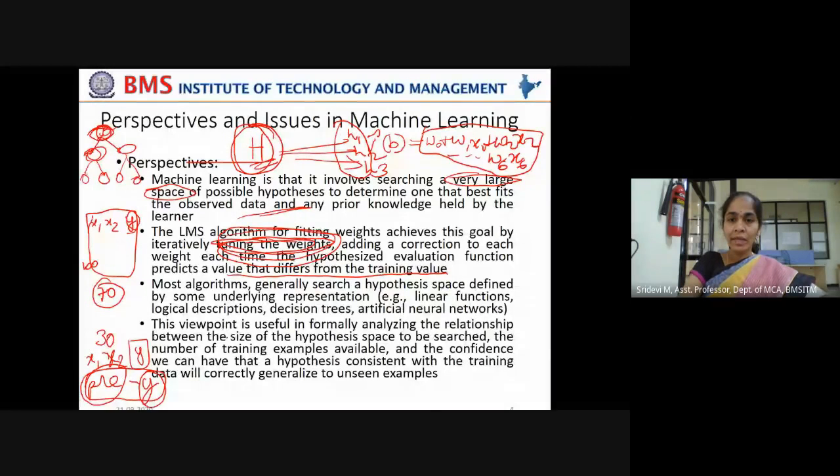What are those? This viewpoint is useful in formally analyzing the relationship between the size of the hypothesis space to be searched, lots of hypotheses. If you are having more and more training examples, you will have more and more hypotheses, and each time you refine them to arrive at a final best fit hypothesis. Correct? So it depends on the size of the hypothesis space to be searched and the number of training examples available. If you have more training examples, then your machine learning model will be more generalizable.